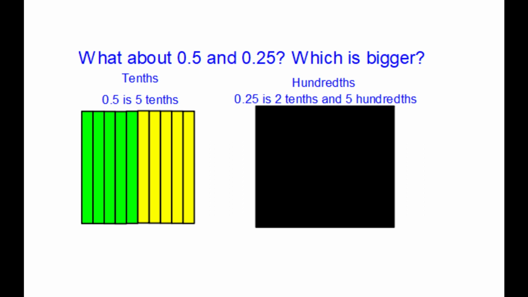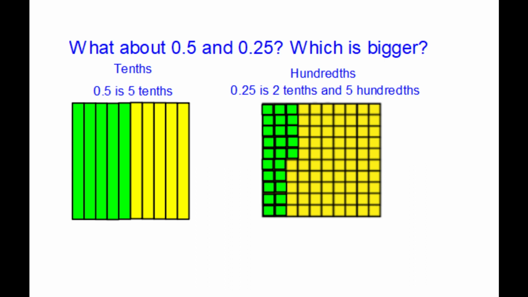I've taken a whole, that big yellow square, and split it into 10 equal parts. Each of those parts is worth 1 tenth. So 5 of them had to be shaded because there's a 5 in the tenths place. What about 0.25? Well, here's 0.25. Because there was a 2 in the tenths place, I had to shade in 2 full columns. That ended up being 10 hundredths each, or 20 hundredths altogether. Then I had to shade 5 more little squares because there's a 5 in the hundredths place, and each little square is worth 1 hundredth.